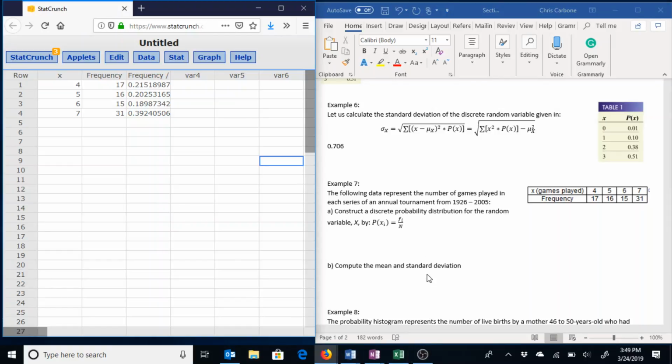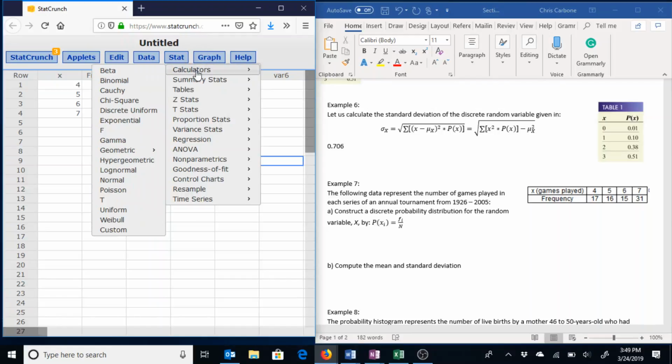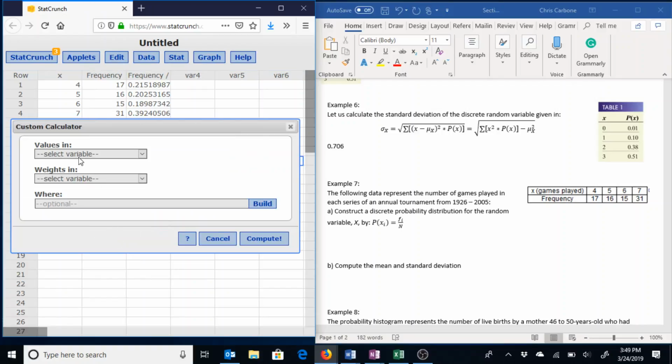And then for the mean and standard deviation of this, we would then go to Stat, Calculators, and Custom again. The values now are just going to be the X column, but the weights will now be the relative frequency that we just calculated, this new column, and then hit Compute.